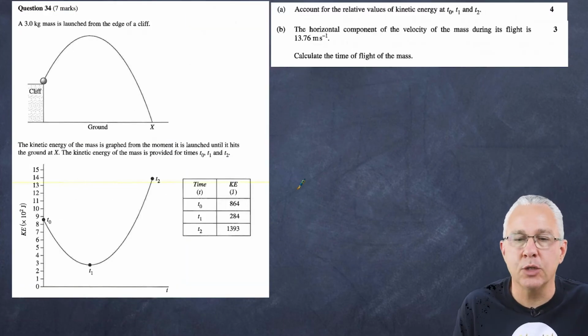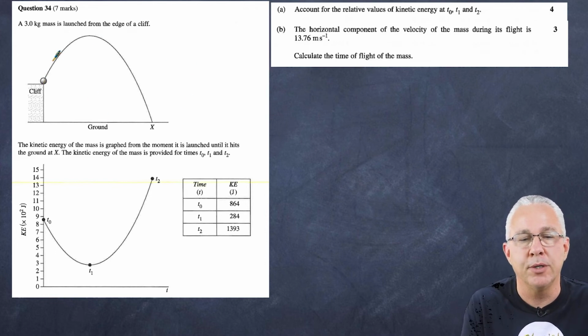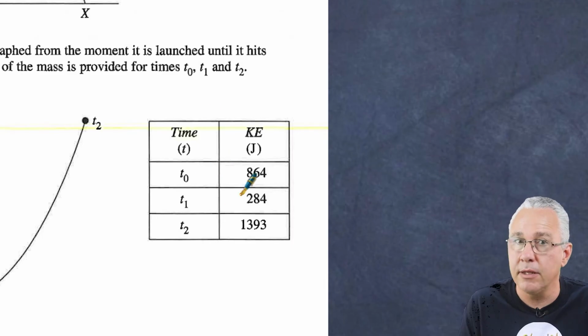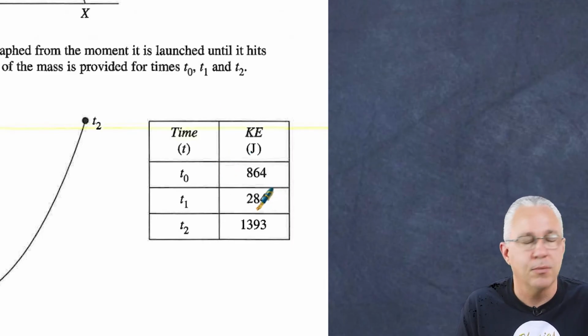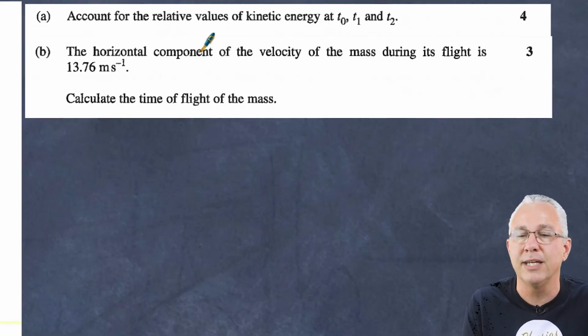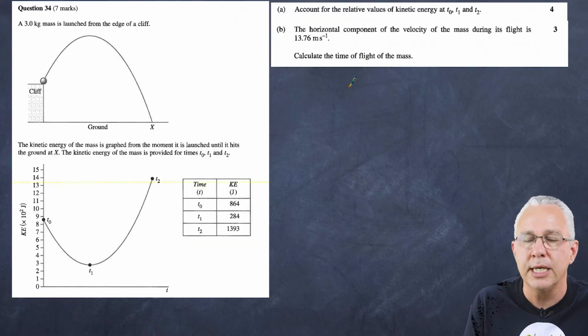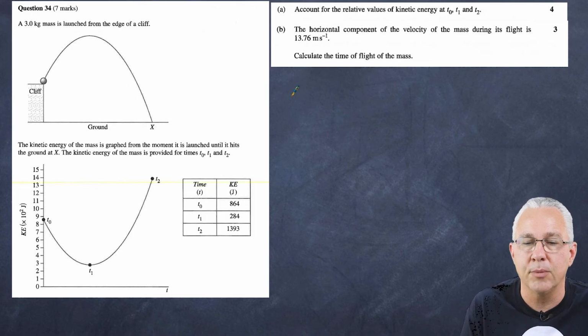Let's have a look at our last question, and in this case we see a projectile motion problem. We have a ball that is thrown off a cliff and it lands on the ground, and we're given three kinetic energy values with respect to time, T0, T1, T2. And we're asked, first of all, to account for the relative values of the kinetic energy at T0, T1 and T2. What I'm going to do is put a table together, and we're going to concentrate first on the kinetic energy at T0, T1 and T2.